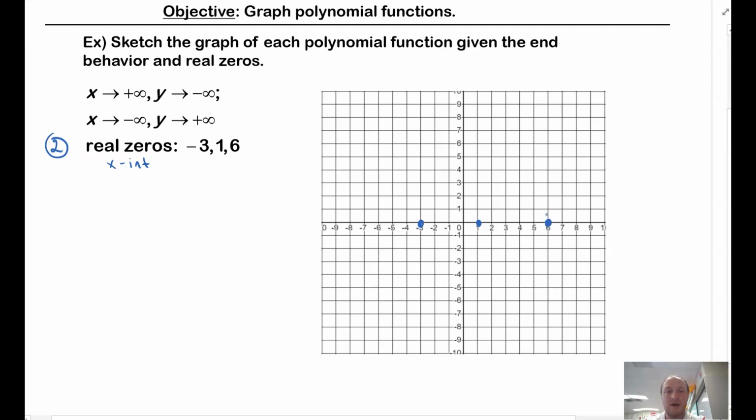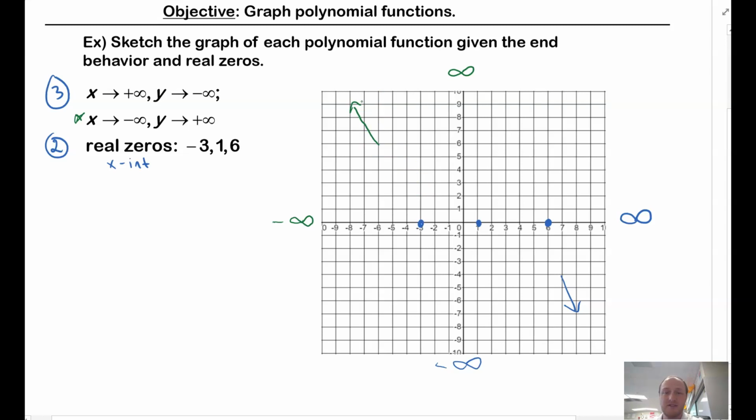Now, next, what they tell us is the end behavior. The end behavior, as x goes to positive infinity, that's out here, y goes to negative infinity. Negative infinity is down here. So that means that this end of my graph is going to be going down that direction. As x goes to negative infinity, and I'll just use a different color here, as it's going this way, y is going to positive infinity. Well, that's up here. So as I go this way, my graph's going to go up, and that's that direction. All right, so that's end behavior.